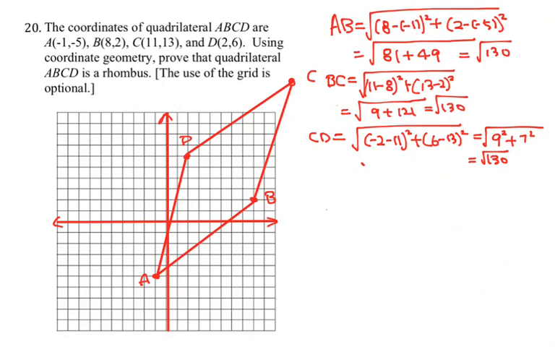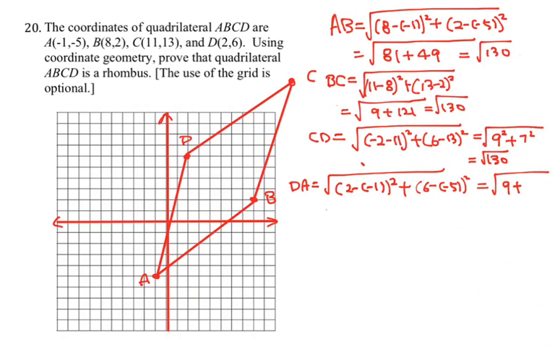And let's go for DA. So DA becomes 2 minus -1, squared, plus, and the next one is 6 minus -5, squared. So then here we get 2 minus -1 becomes 3, which ends up being 9, plus here 6 minus negative 5 becomes 11, so we get 11 squared. 11 squared is 121, so when you combine them together, we get square root of 130. And that becomes our answer for number 20.